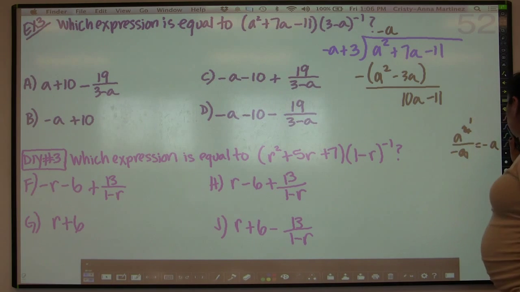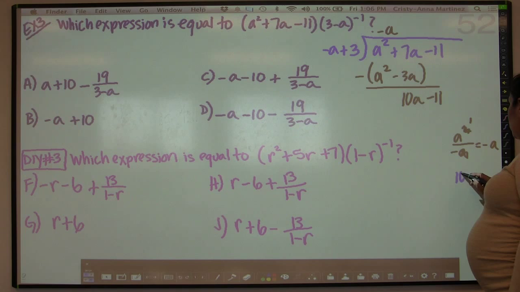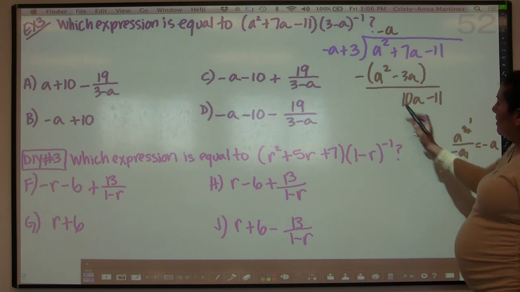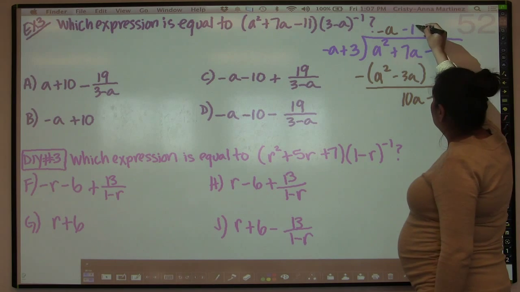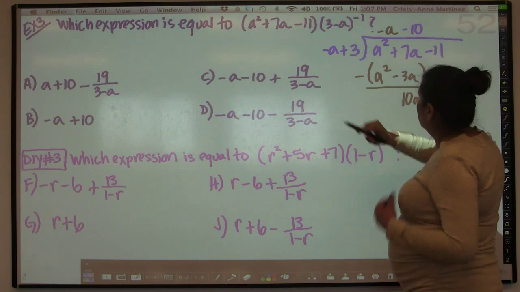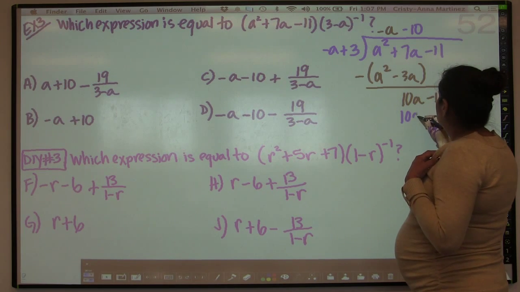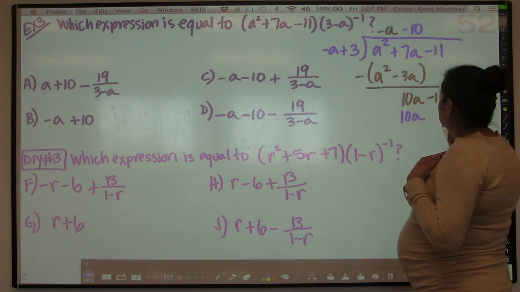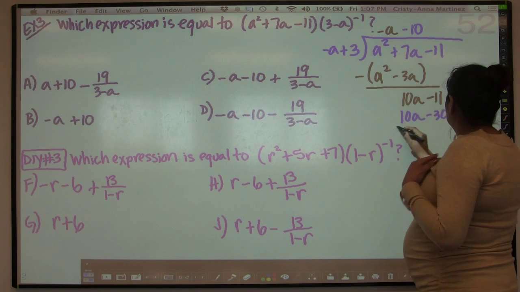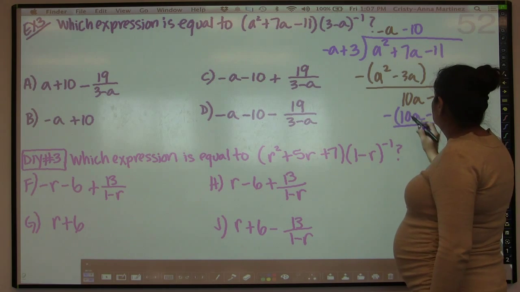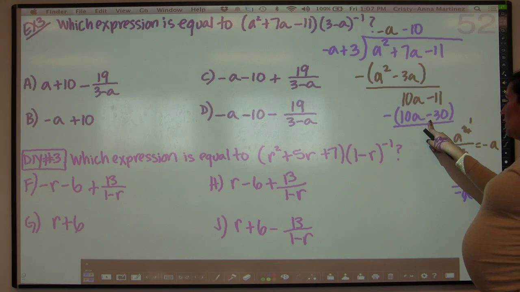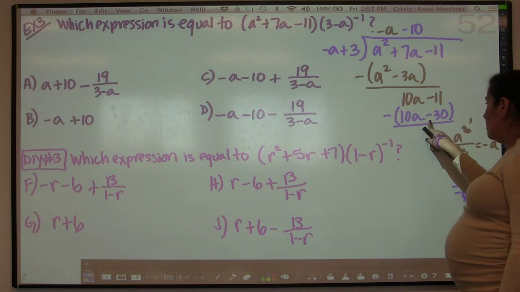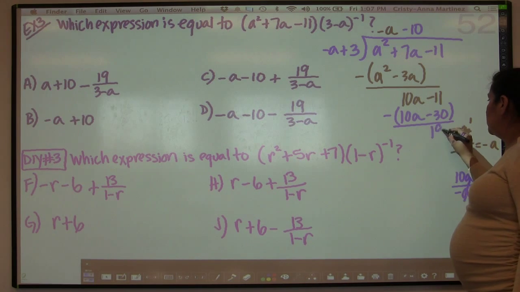And then if I do this process again, I take 10a and divide it by negative a. The a's will cancel, so I'll get negative 10. So up here I'm going to put negative 10. Negative 10 times negative a is positive 10a. Negative 10 times positive 3 is negative 30. Subtract. 10a minus 10a is 0. And negative 11 minus negative 30 is negative 11 plus 30, which will give you 19.